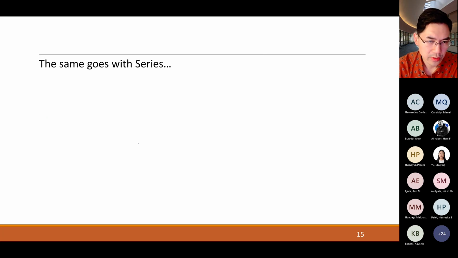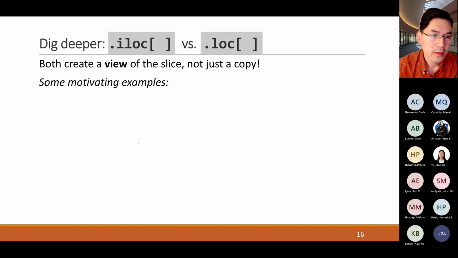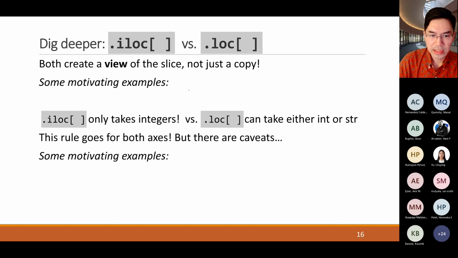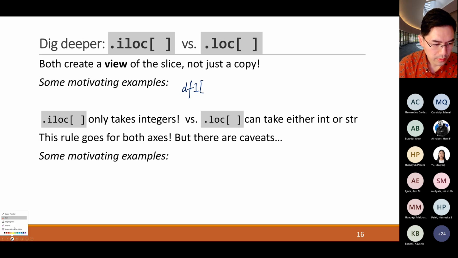The same goes with the series. Series and data frames are two sides of the same coin. All right, going deeper with .loc and .iloc, both of these get a view, so you can replace it. So in a sense, if you say df1, wait, strike that. I should type .loc or .iloc.